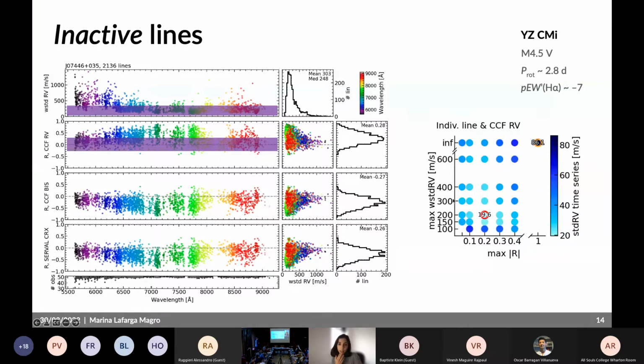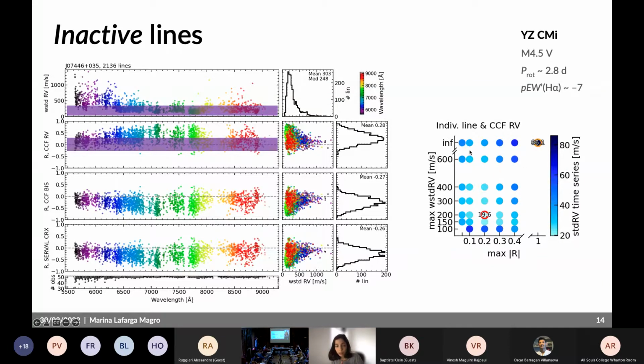That's what I'm showing here. On the y-axis, I have the cuts that we put on the scatter of the lines, and on the x-axis, the cuts that we put on the correlation coefficient. The different points correspond to different sets of lines. We recomputed the velocities of the whole time series of the star, and then looked at the scatter of the star, which you can see in the colors.